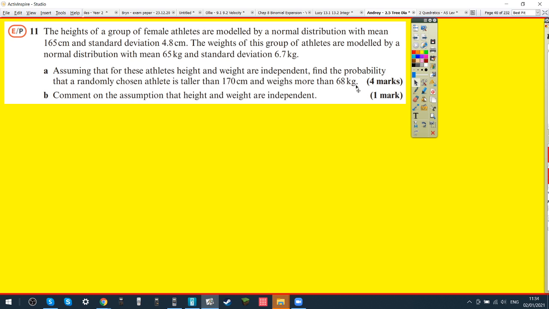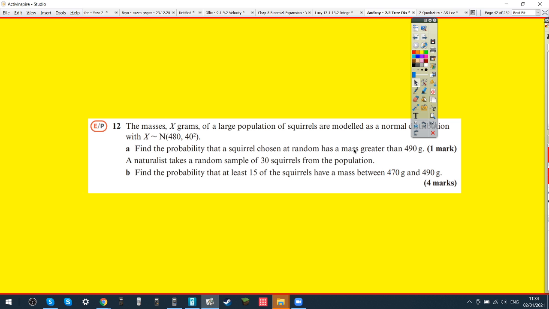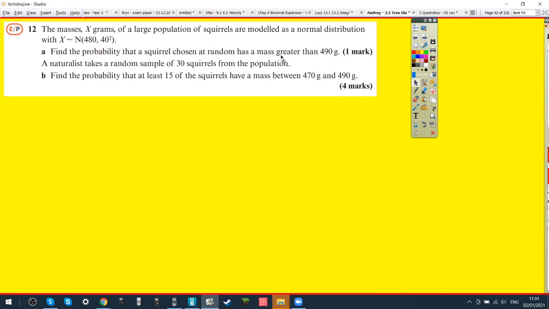The height of athletes. I'm not doing that. That's okay. It's just you get two easy ones and multiply them together, I think. Find the probability of the squirrel. How's that? Squirrels. Alright, let's just do part B.